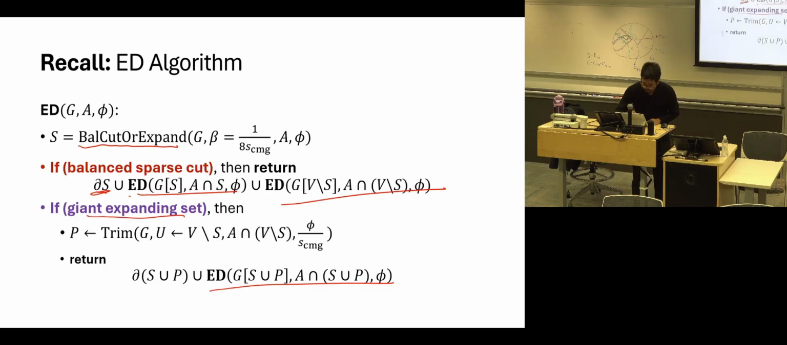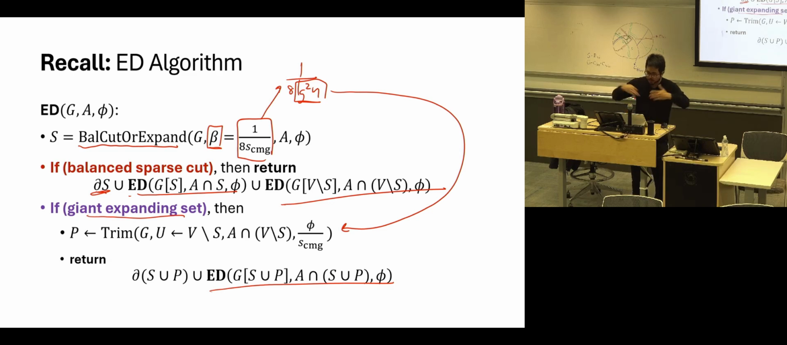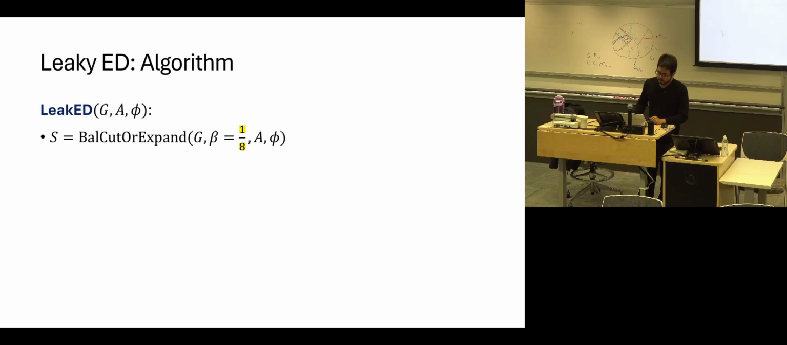By the way, the balance here, I need to set it to be something like 1/log square. This log square is needed so that when you trim, you don't trim too much. So the balance is not quite balanced. It's just something like 1/log square. Here, in the leaky version, I'm just going to do the same, but the balance parameter is 1/8. It's better.